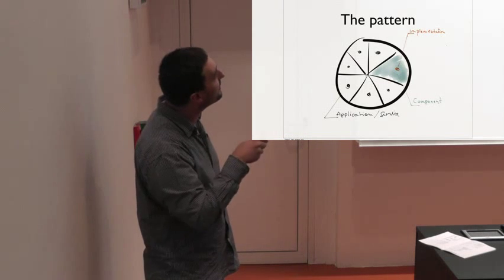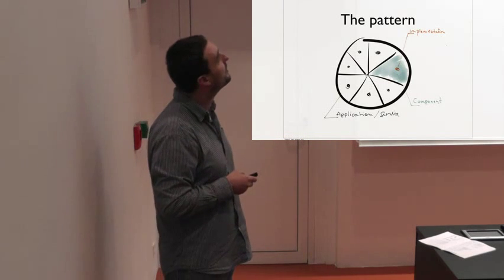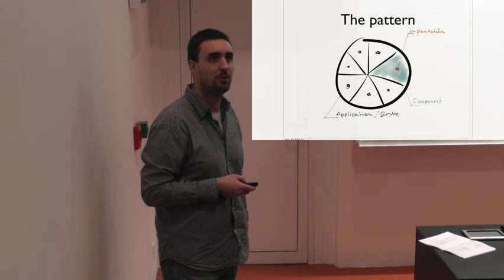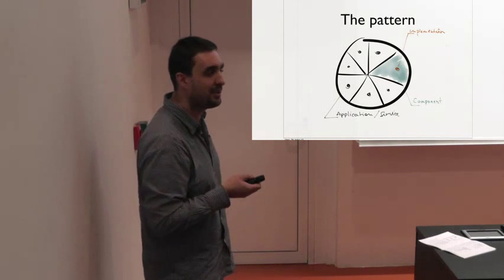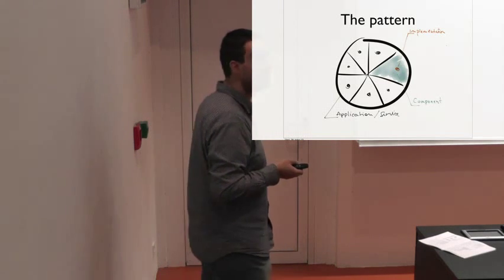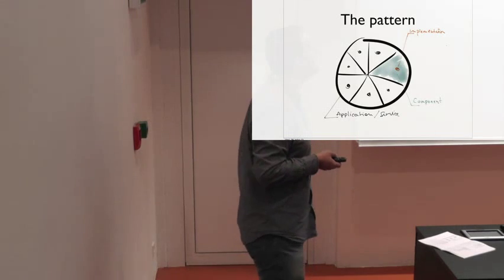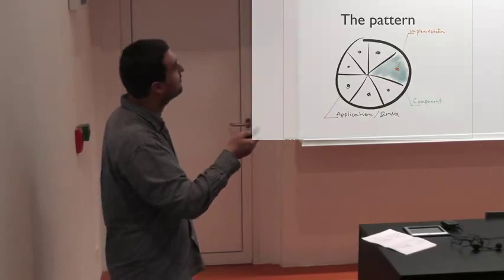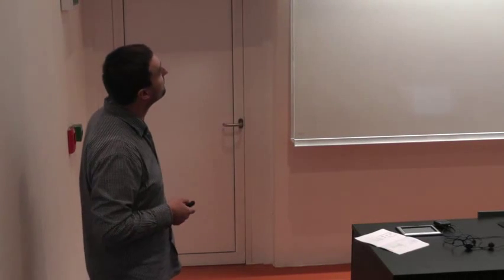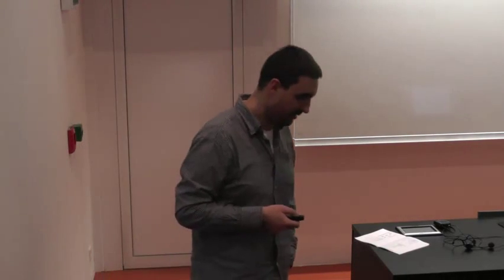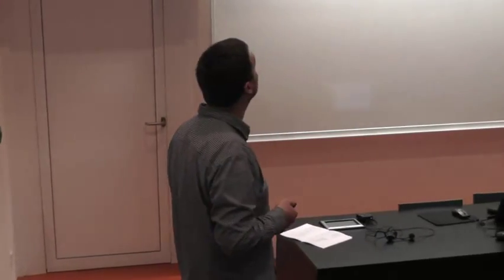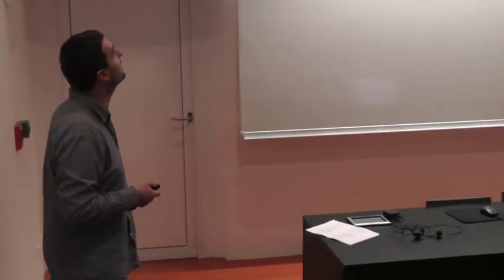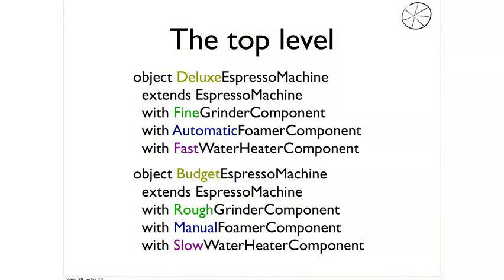Each of the components has a little cherry down there, which is an implementation of the component. So the component is the basic abstract interface that we need, while the implementation is the specific implementation of the component. Here are two examples of how you compose the specific espresso machines from the different components.